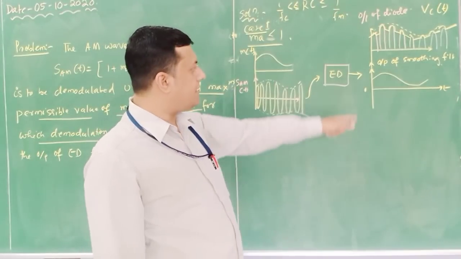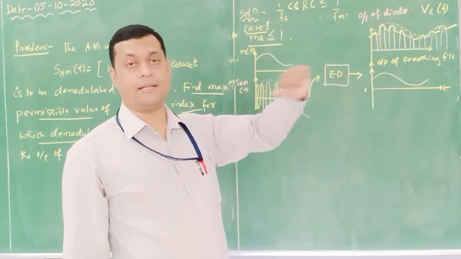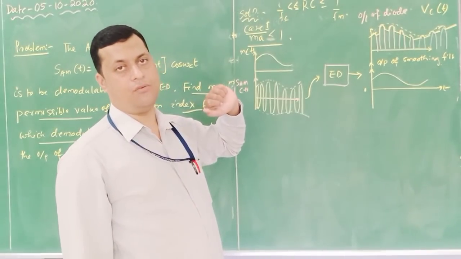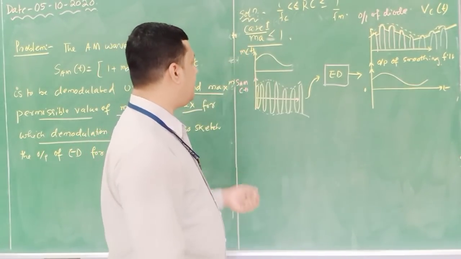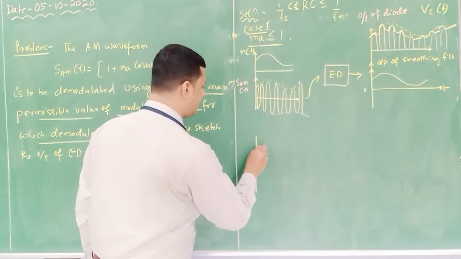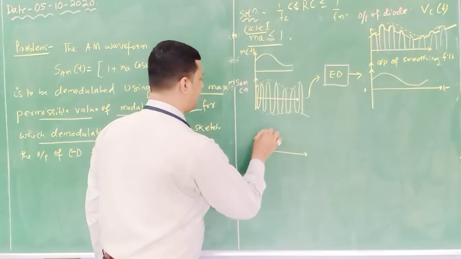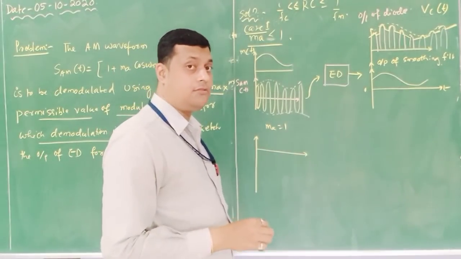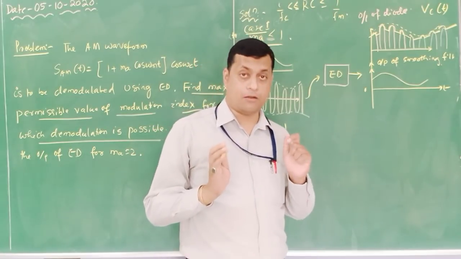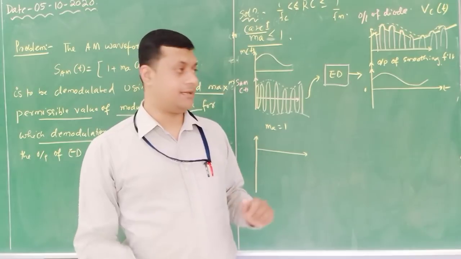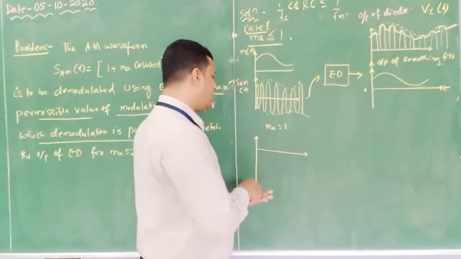So that means we can recover the original message signal if the modulation index is less than 1. Now in another case, we have seen that if the modulation index is equal to 1, it means the amplitude of the modulating signal and the amplitude of the carrier signal are both the same. So the modulation index is 1.